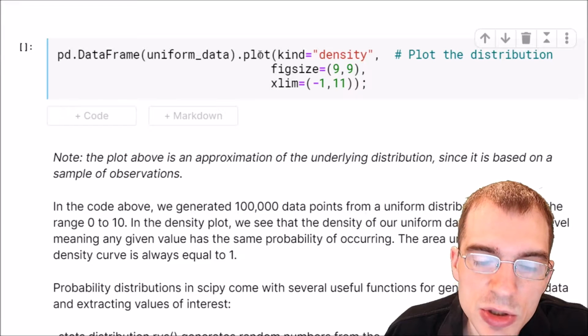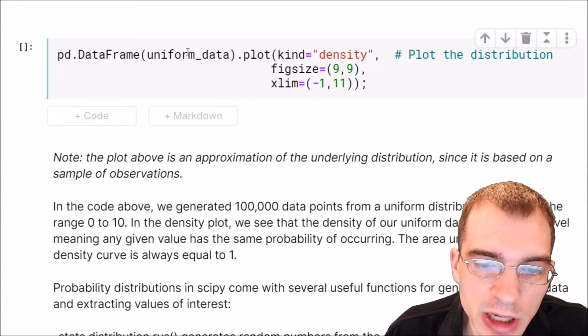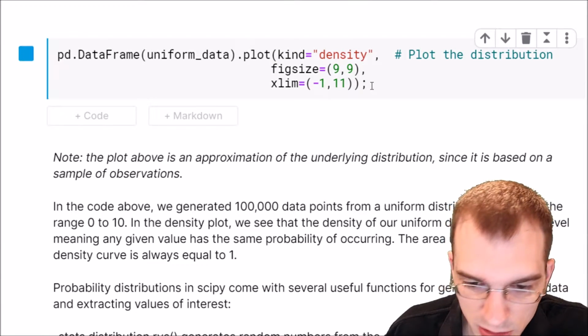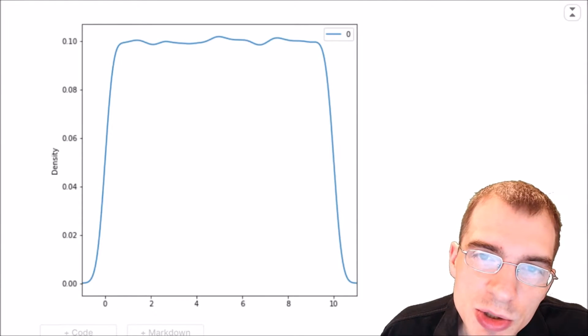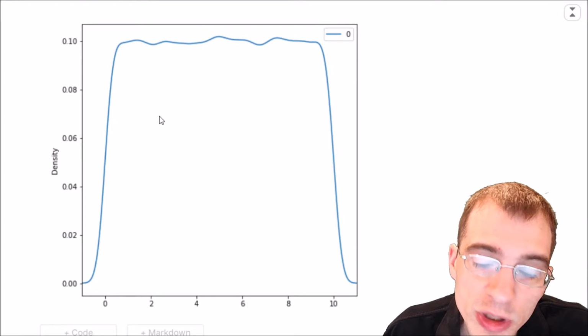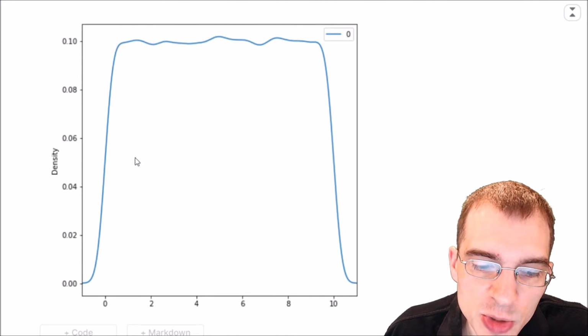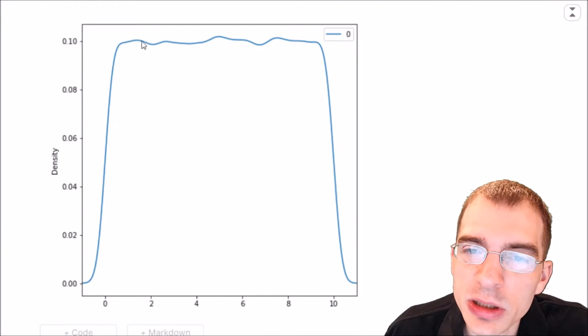And then we'll just use plot on it. So we'll turn it into a data frame and run .plot kind equals density to make a density plot. The resulting density plot shows that with the uniform distribution, we essentially have a flat distribution here where any value within the range we specified from 0 to 10 is equally likely to occur.